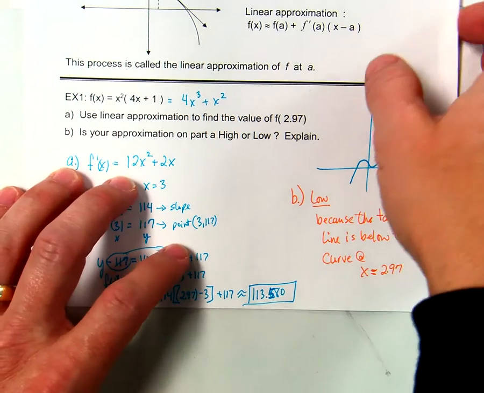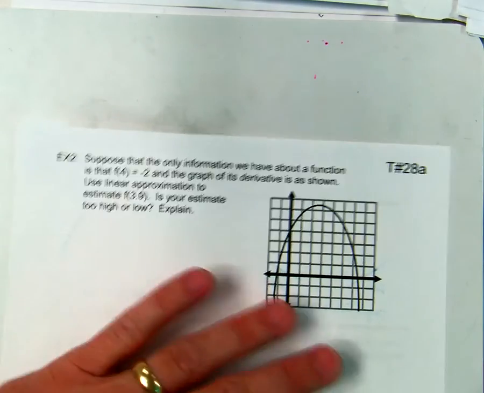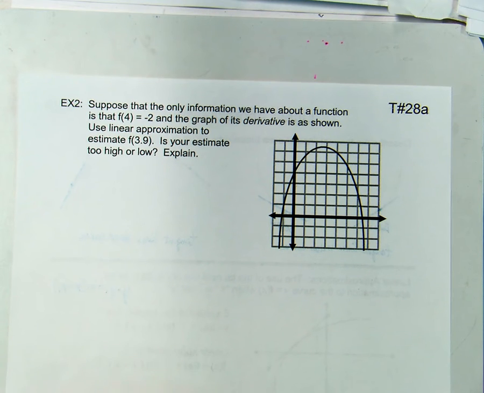Okay, all right. Let's look at the back. We have example 2 here. Suppose the only information you have about a function is that f of 4 is equal to 2, and the graph of its derivative is as shown. We want to use linear approximation to estimate f of 3.9. And is your estimate too high or is it low? And explain it.